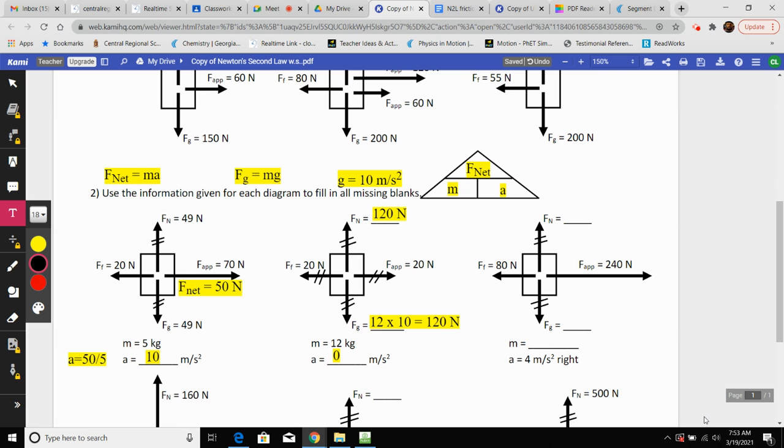Oh boy. Does anyone know what to do here? I'm confused. We have to find mass and the two missing pieces of information. So how do I do that?